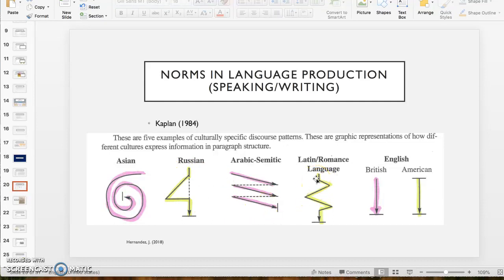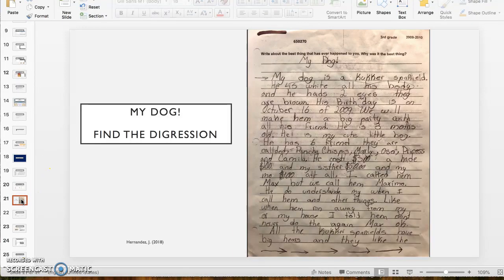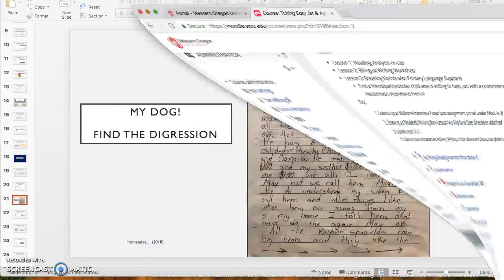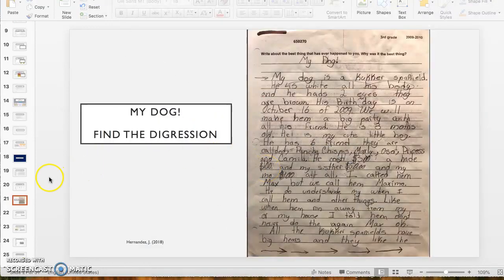Growing up in a Portuguese-Hawaiian family where Pidgin was the dominant discourse, I am very familiar with these digressions in how we talk. So that means we don't stay on topic, but we get sidetracked with some really, really important details. So go ahead and find what these digressions look like. Go ahead and find the sample called My Dog, and that would be where it says Writing Analysis Documents. Go ahead and open that up and you'll see this sample, and I want you to go ahead and read it.